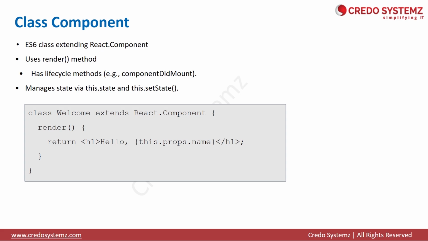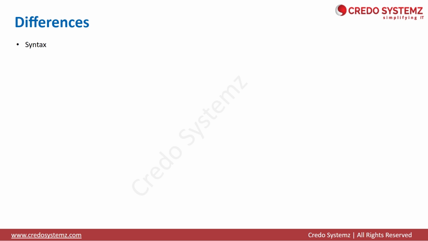Next thing is, what are all the differences? Of course, we must know the differences so that you will know when to use which component. First thing is syntax. Function component is just a function, and class component is a class. So that is the difference in syntax. Next is how each component handles state. Class component uses this.state; function component uses useState. Next is lifecycle methods. Lifecycle methods are available only for class components, not for function components.